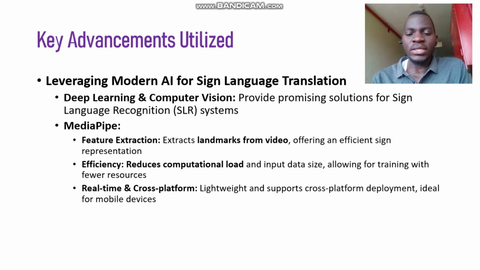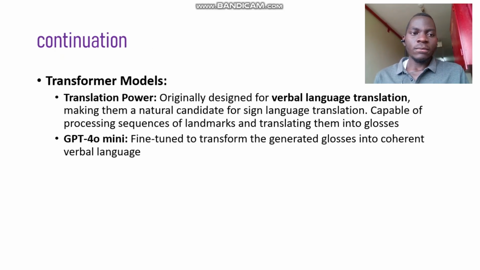They wanted to create something that is smooth and easy to use. So they didn't want to develop their own models because it would be heavy. The input size would be heavy while training, and so they just fine-tuned the existing models. So that's the transformer model, and here it was used to help in processing the sequences of landmarks and transforming them into glosses. Glosses are like the signs.